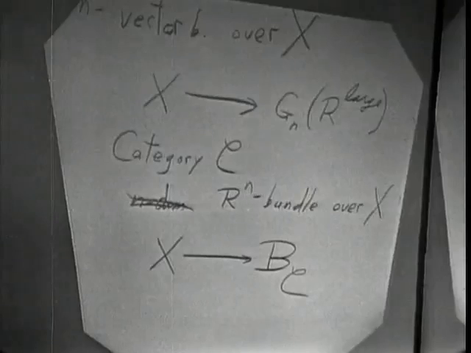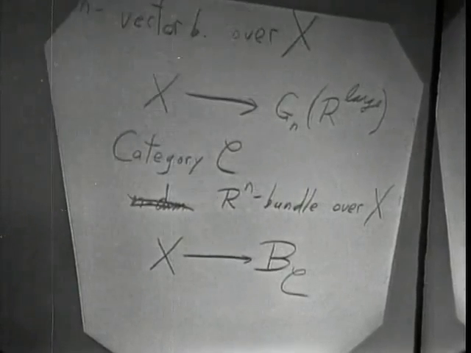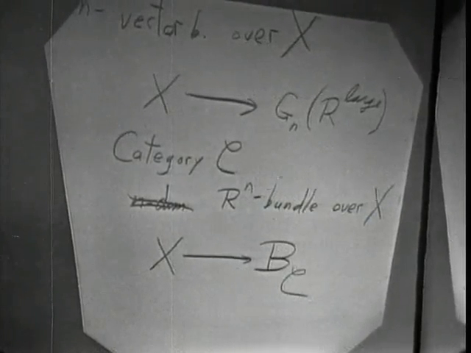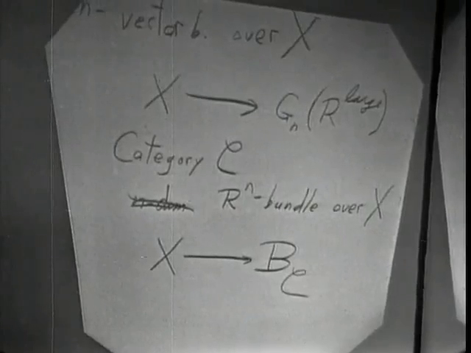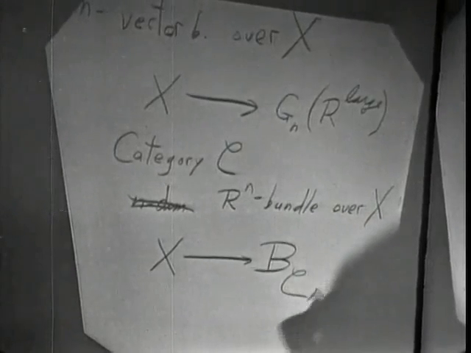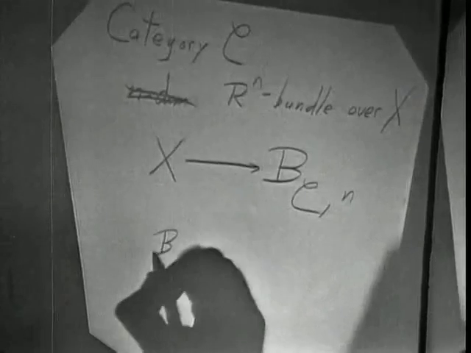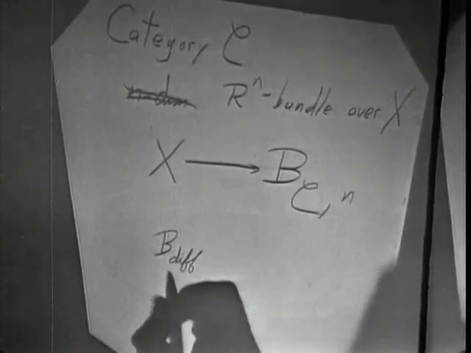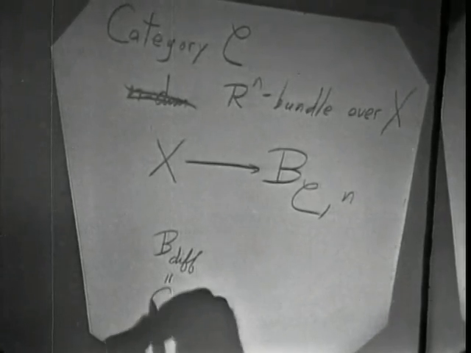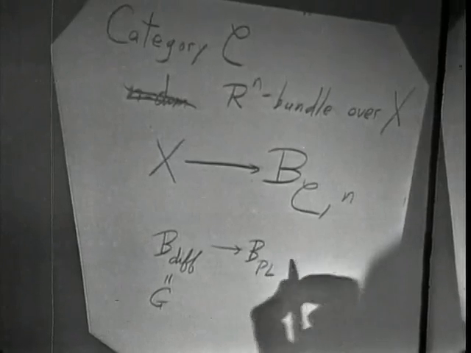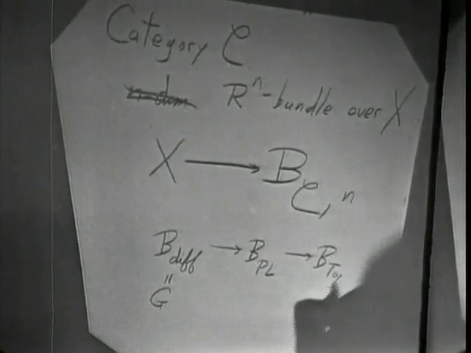So one has three different universal spaces. There's a classifying space for differentiable bundles, that's just our Grassmann manifold. There's a classifying space for piecewise linear bundles, and there's a classifying space for topological bundles. I guess I should say B_C,n, since it also depends on n. And these spaces sit in a natural order. That is, one has a mapping from the differentiable, which is more commonly known as the Grassmann manifold, to the piecewise linear, and from there to the topological.